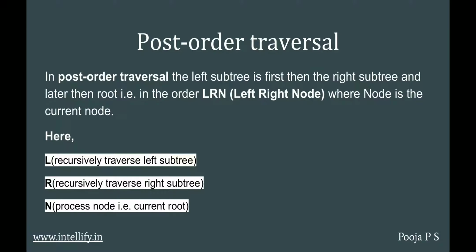Now coming to post-order traversal. In post-order traversal, the left subtree is first traversed, then the right subtree, and then the root is traversed. That is, the order of traversal is left, right and node. Here L means recursively traverse the left subtree, R means recursively traverse the right subtree, and N is the process node, that is the current root.